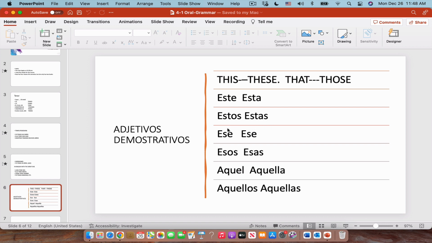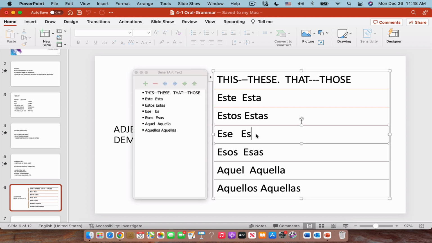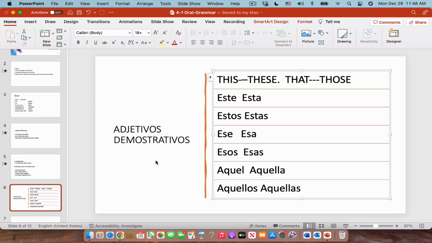Now, in Spanish, we also have something that is in the context. For example, everything that is in the classroom is not close, is not far away, is in the context, inside the classroom in this case. Well, in this case, we have the same system. If it's masculine, we say ese. If it's feminine, we say esa. If it's masculine plural, esos. If it's feminine plural, we say esas.